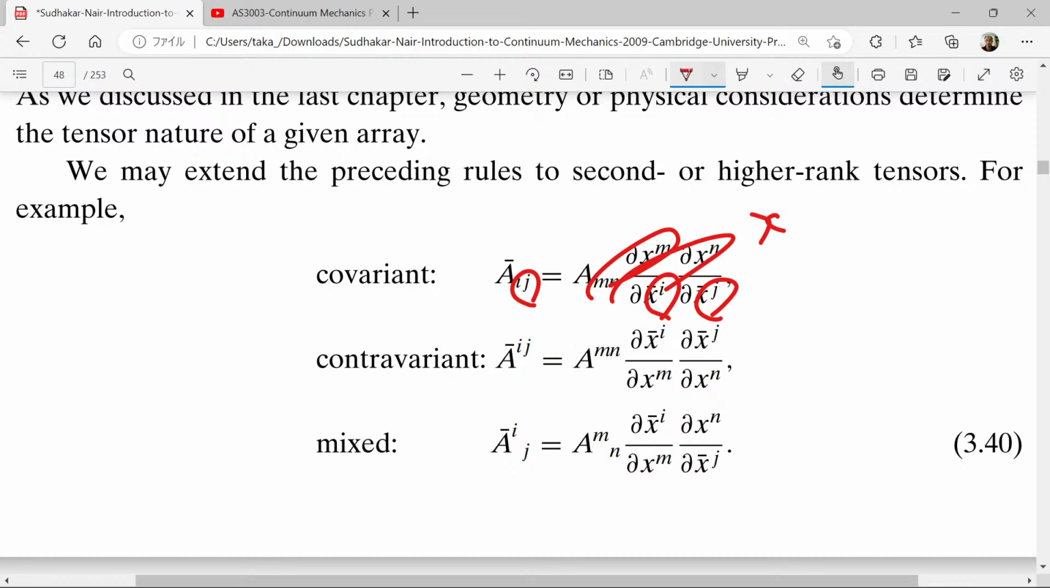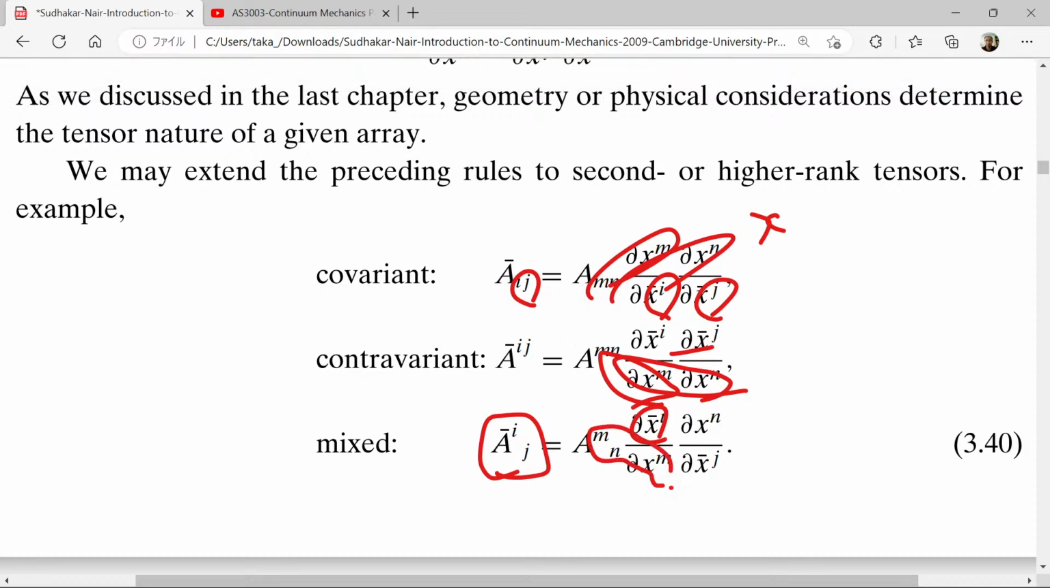Contravariant, you have the summation part downstairs, then x bar upstairs. You have the mixed tensor A_MN. So for M1 you have summation downstairs, and for N1 summation upstairs. Okay.